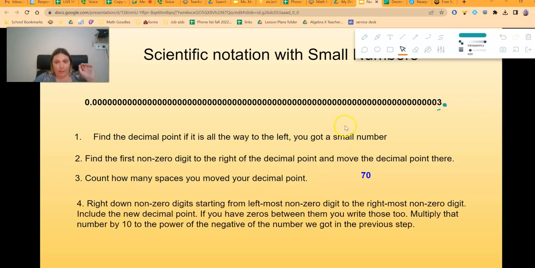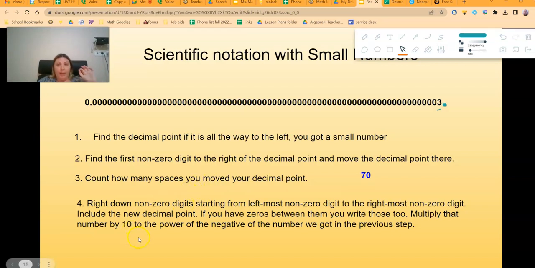So next one is a little tricky, right? You write down the non-zero digit starting from leftmost all the way to the rightmost non-zero digit. Now in this case, my leftmost and rightmost non-zero digit is the same digit, number 3. But if I had 305 over here, I would put 3.05, right? I would write them down. And don't forget to include your new decimal point.